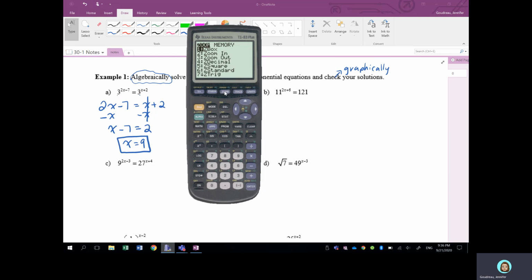I'm going to hit zoom 6, just go to that standard window setting to start. There's going to be one exponential function. Here's the second exponential function. Now I can't see the intersection point, but I'm going to see if the calculator can find it anyways. If not, we may have to adjust the window. So enter for y1, enter for y2, and enter for guess. And we're looking for the x value, and there it is. The x value is 9 for our intersection point, and our solution was 9 when we did it algebraically.